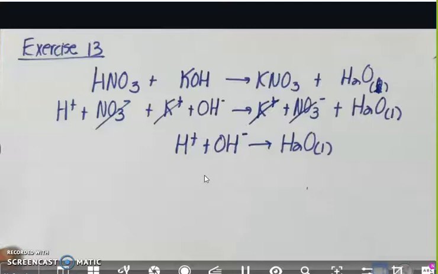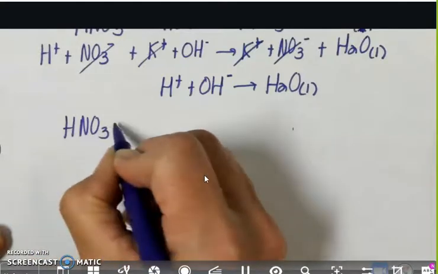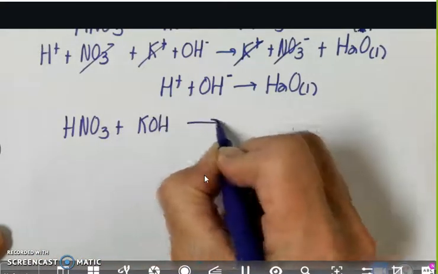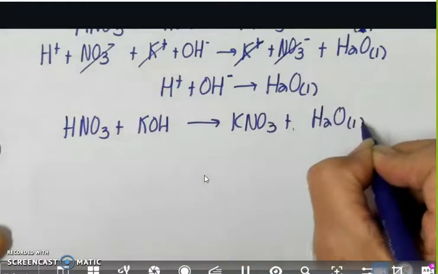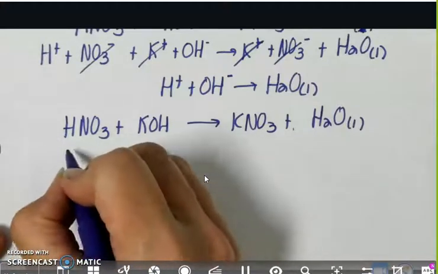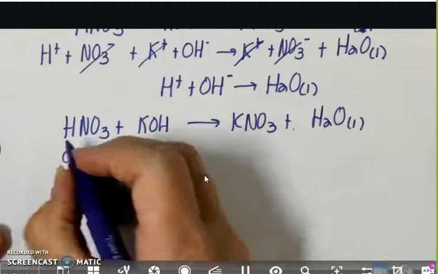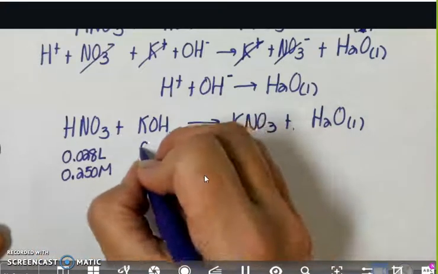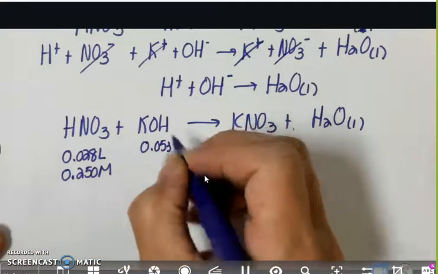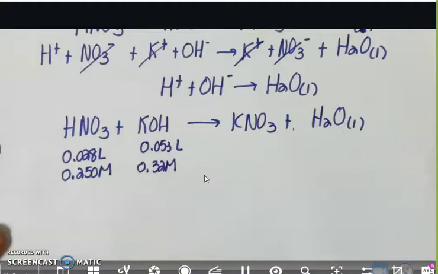Okay? All right. So I'm going to rewrite the equation here so that I can put all the chemical quantities underneath. I just wanted you to see this is not any different from what we have been doing all along. So what do I have? Let's put our laundry list under here. I have 0.028 liters of that, and it's 0.250 molar. And I have 0.053 liters of that, and it's at 0.32 molar. And I want to know how much of that I have.